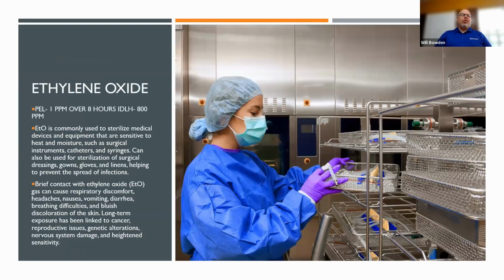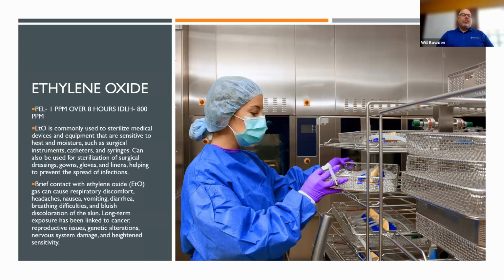Which leads us to the discussion of ethylene oxide. Ethylene oxide has a permissible exposure limit of 1 ppm over an 8-hour period and an immediate danger to life and health of 800 ppm, as George previously discussed. Ethylene oxide is commonly used to sterilize medical devices and equipment that are sensitive to heat and moisture, similar to hydrogen peroxide, in items such as surgical instruments, catheters, and syringes. It can also be used for sterilization of surgical dressings, gowns, gloves, and linens, helping to prevent the spread of infection due to skin exposure.